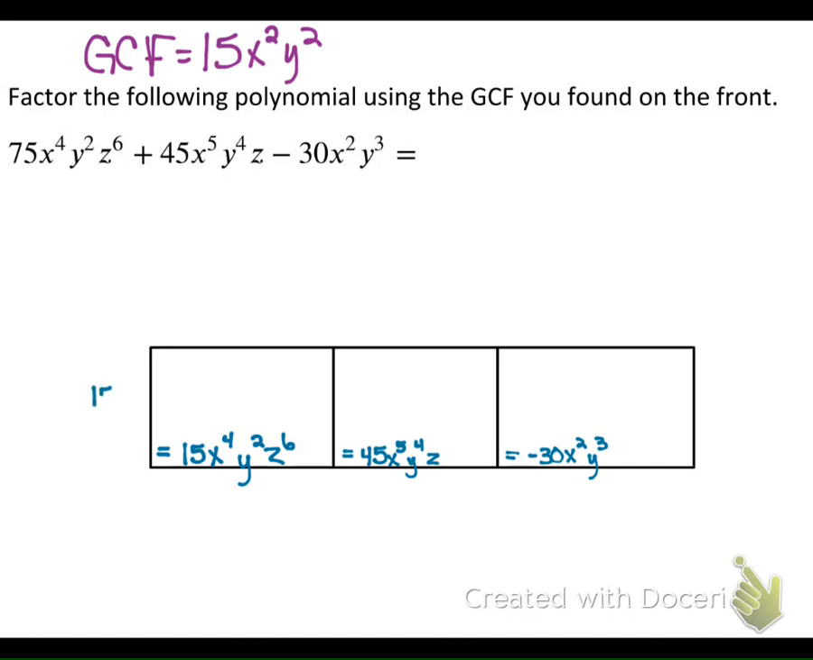So we're going to put that on the outside for our height: 15x squared y squared. So what do we know about our area model now? We know the height and we know the area. So what do we need to find? The width. So this is pretty much what we learned last week. The new part is finding the greatest common factor and making that your height. So let's find our width now. When we go to find our width, I go ahead and put my height in each area model.